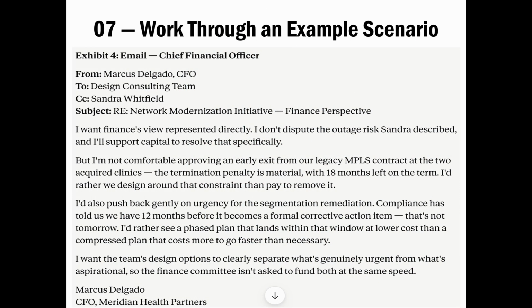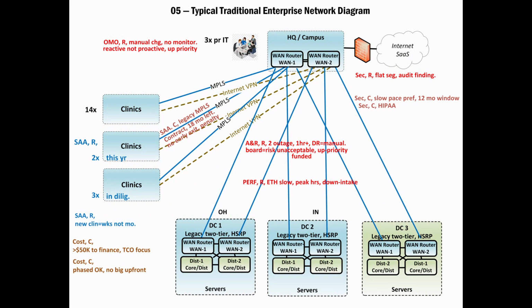Let us continue to read. I'd also push back gently on urgency for the segmentation remediation. Compliance has told us we have 12 months before it becomes a formal corrective action item. Here, the segmentation remediation has already been mentioned and updated. What's new is that it was asked to slow down. This is a constraint. It's related to security. Let us extract and update. Sec, C, slow pace, pref 12-month window.